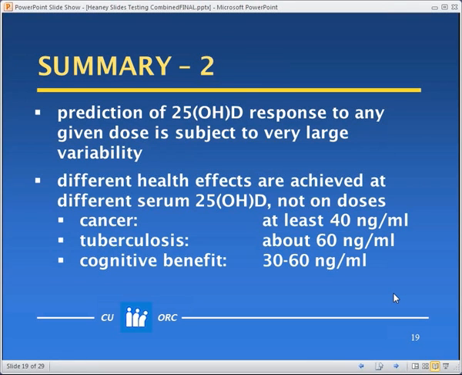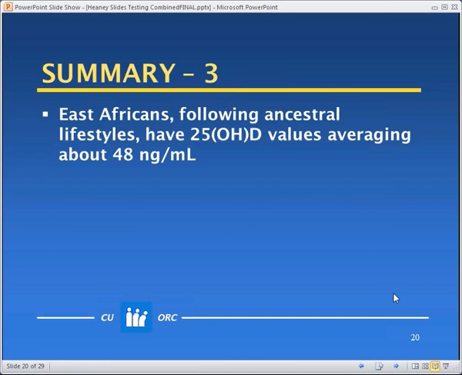The cognitive benefit in children born of mothers with low vitamin D status is achieved somewhere between 30 and 60 nanograms per milliliter. We don't have enough data to nail it down, but we surely wouldn't want to be below 30. Dr. Heaney? Yes, Carol.